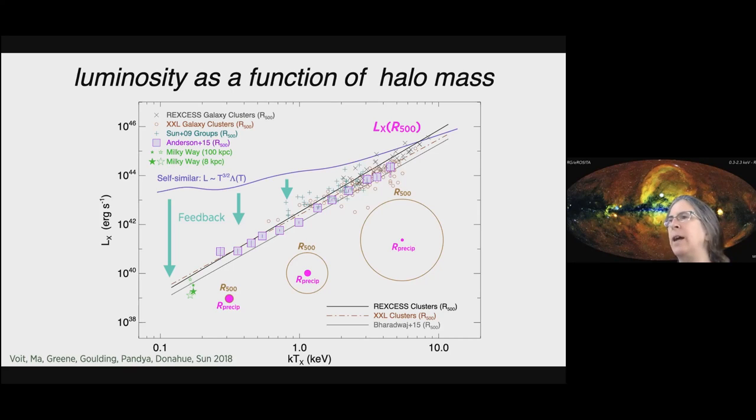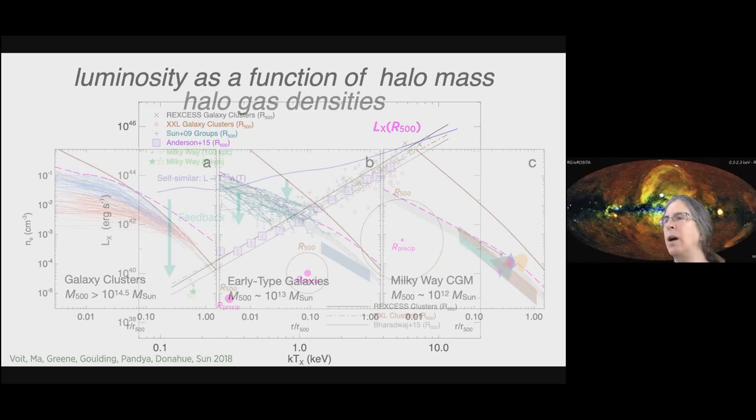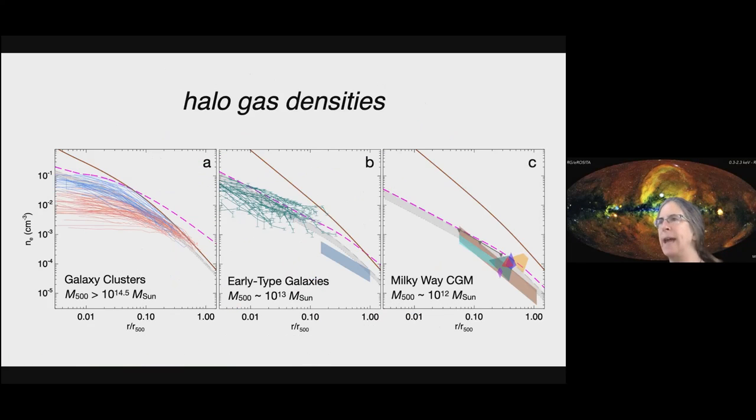Also on this plot, I'm showing the self-similar expectation, which is of much higher luminosity. But feedback works to reduce the density of that gas halo and suppress the luminosity. And it looks like a similar sort of LT relation may apply over many decades of temperature and mass. Here are plots of halo gas densities.